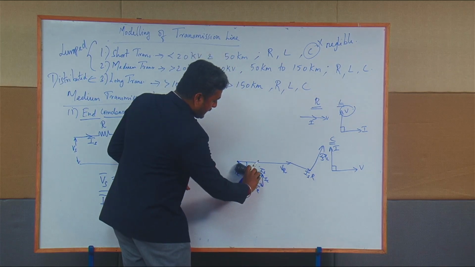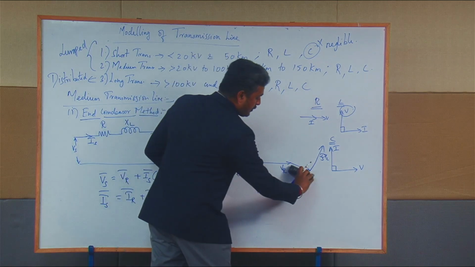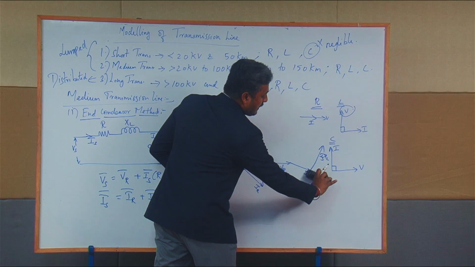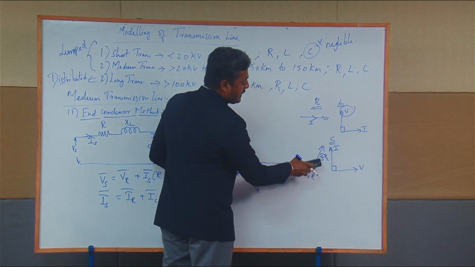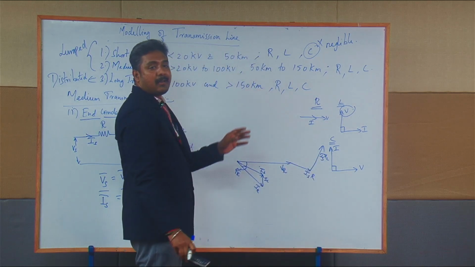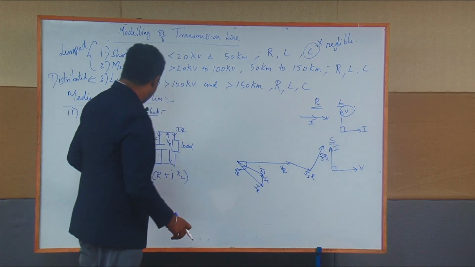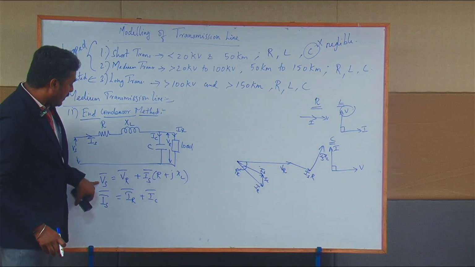See here, I am having the IS vector here. I just move the IS vector here. You can able to see that IS vector and IS into XL vector, where IS into XL vector leads the IS vector by the angle of 90 degree, or IS vector lags the IS into XL vector by the angle of 90 degree. Now you can able to draw the phasor of Vs vector.